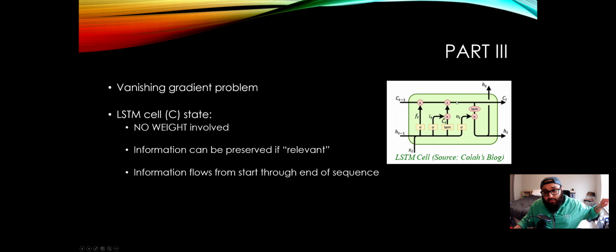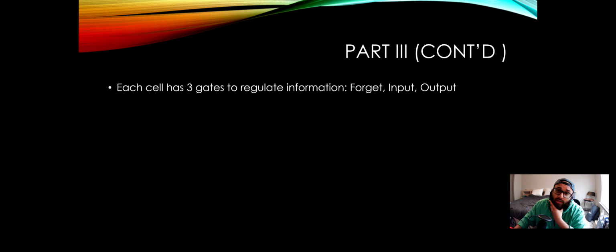The reason this straight line is here is to demonstrate that this allows for a direct flow through of information that's uninterrupted, only insofar as the information is deemed relevant. Now we keep talking about relevance of information, and the way that information is determined to be relevant is through these three gates within each cell which regulate information. We have the forget gate, the input gate, and the output gate.